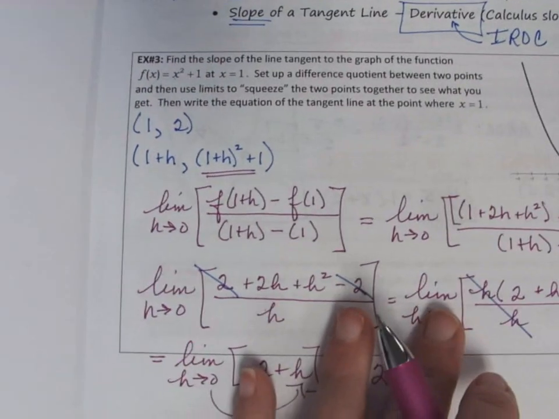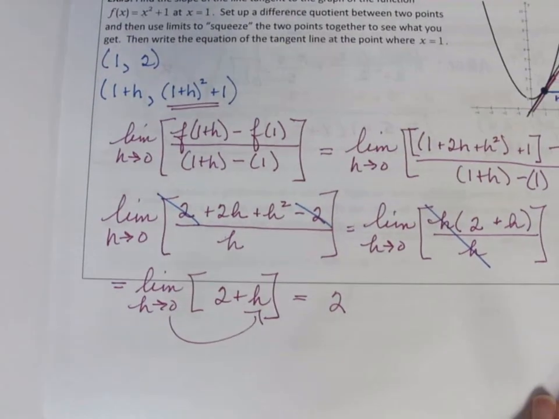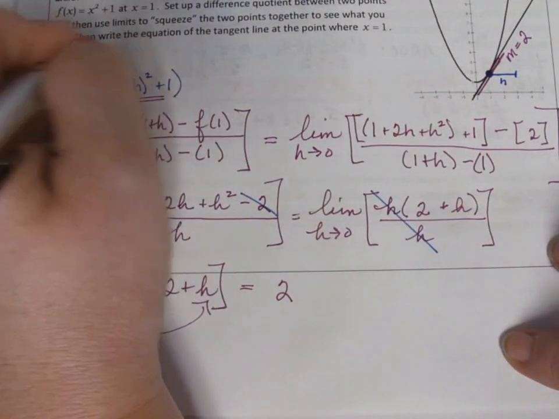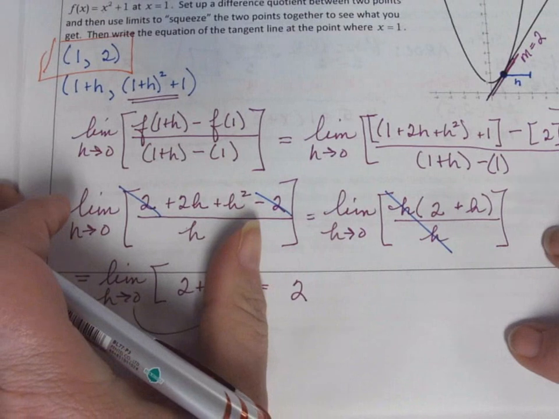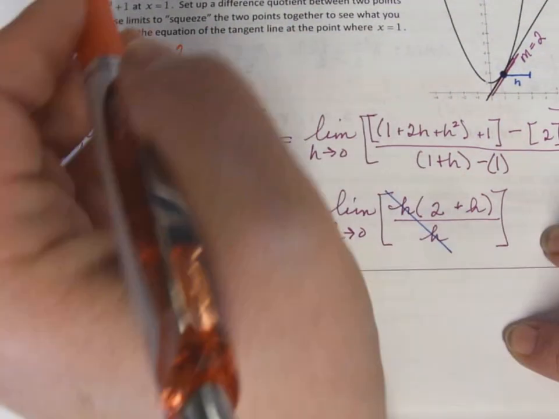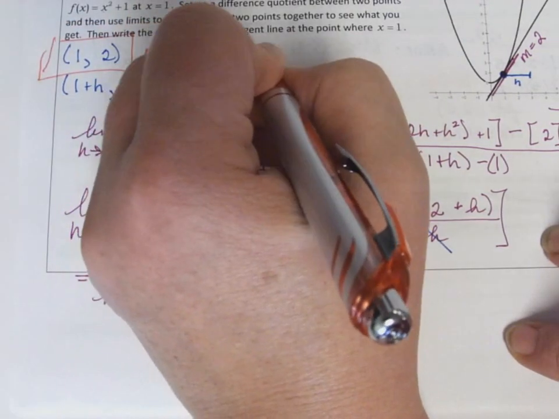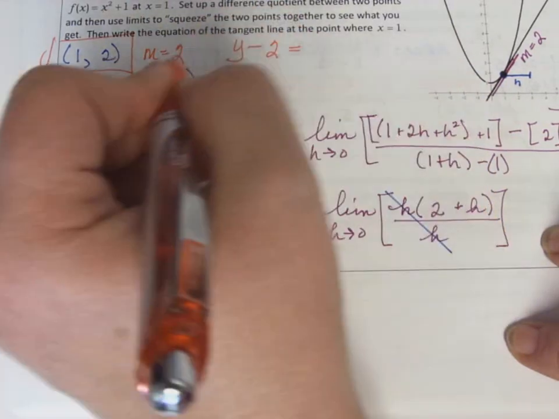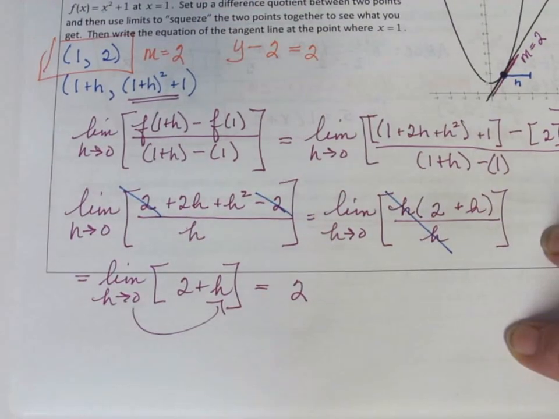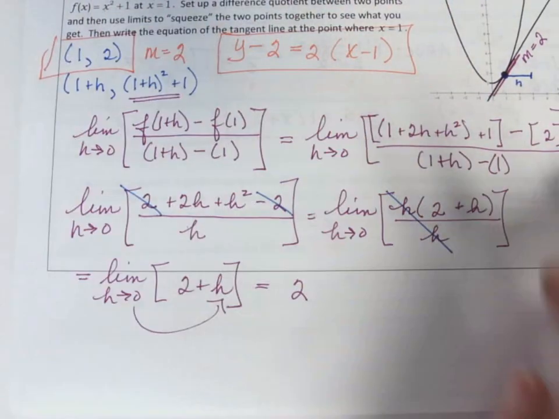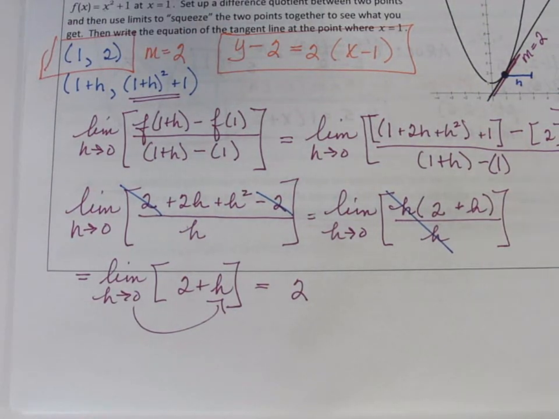Now, if we want to then write the equation of the tangent line, we're going to write it in point slope form, and I am going to use that as my point, and we just found my slope was 2. So our tangent line is going to be, remember, y minus the y value, so y minus 2, equals the slope, which we just found was 2, times x minus the x value, so that would be x minus 1. So that would be the equation of our tangent line, okay?